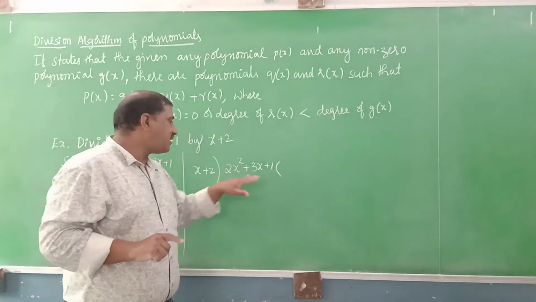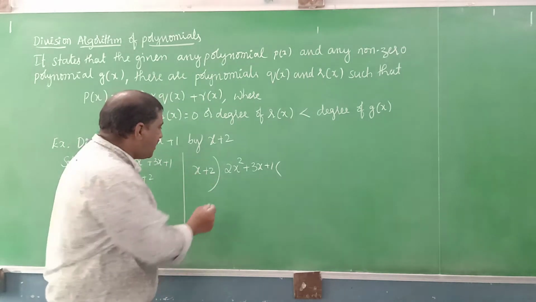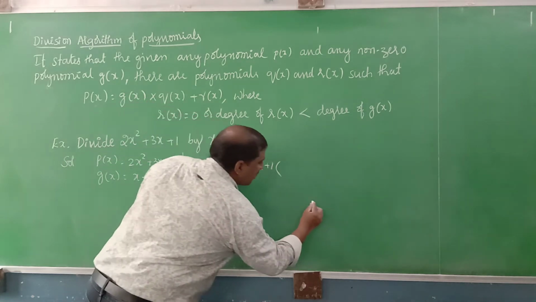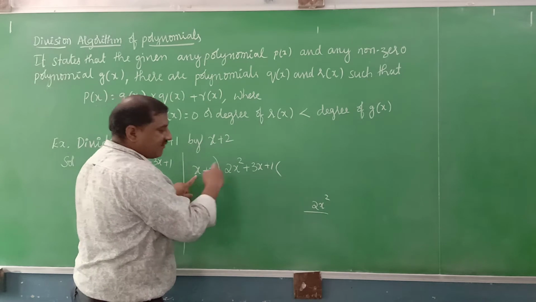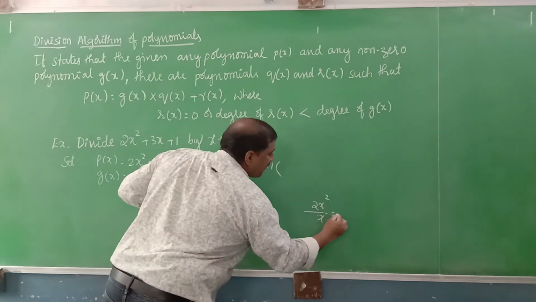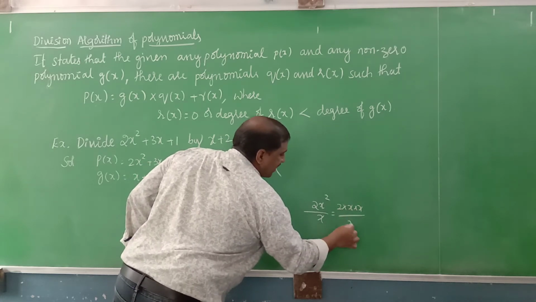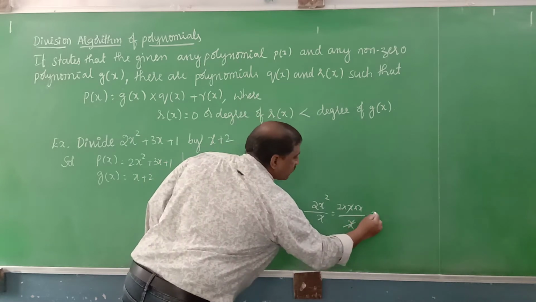Second step, all the terms are given. Third step, divide. The first term of the dividend is 2x square. So 2x square, when we divide with the first term of the divisor, which is x, means 2 into x divided by x. x and x are cancelled. So what we got is 2x.